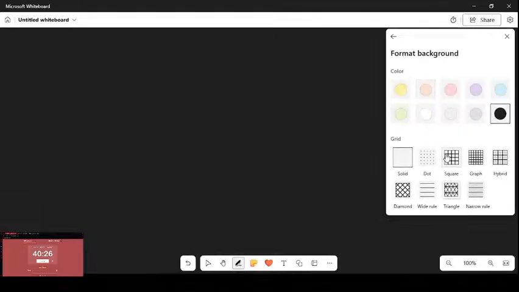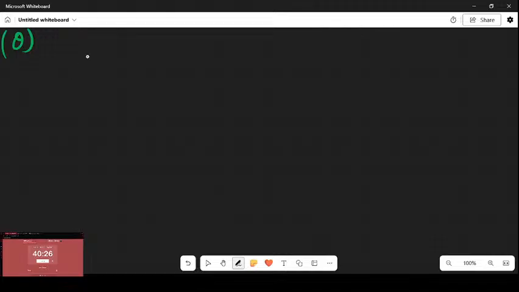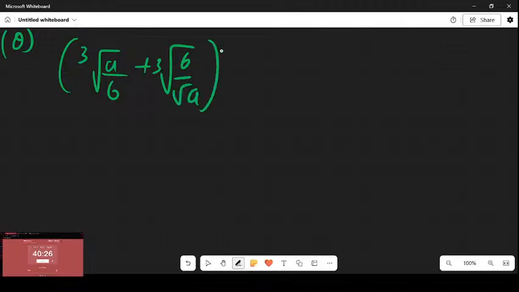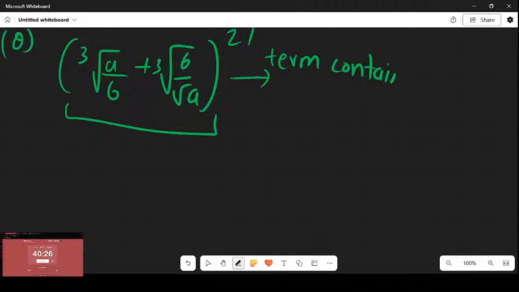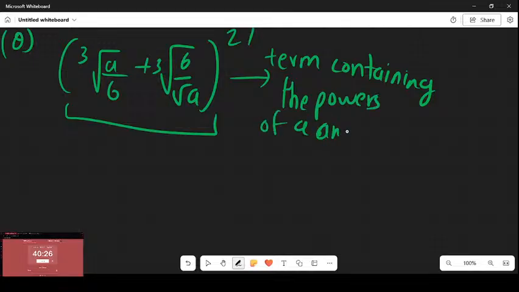So we will be solving some of the good questions of the Resonance module. So first question is, yeah, I'm writing the question again. So this is the expansion which they have given to us, plus 3b root a, to the power 21. Okay, this is the expression which they have given. We have to find the term containing the powers of a and b equal, so let's think how to approach this.